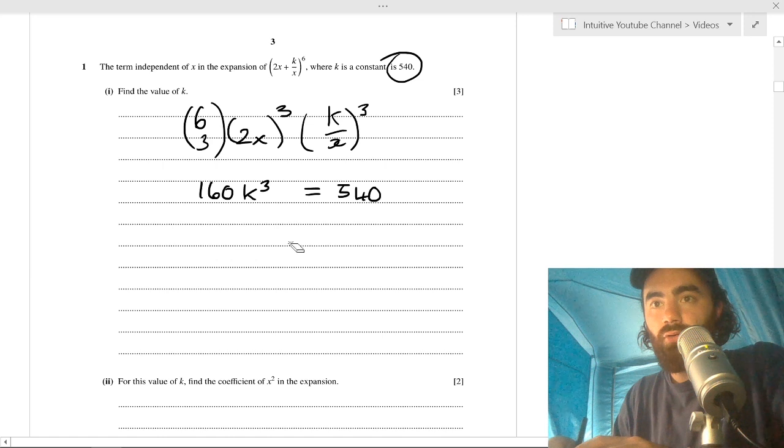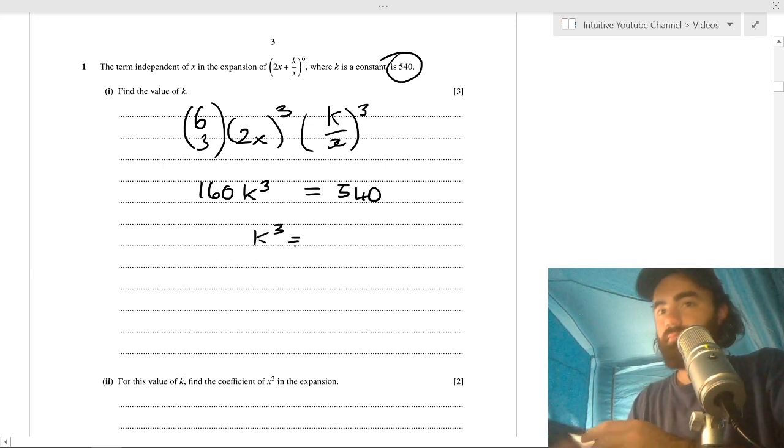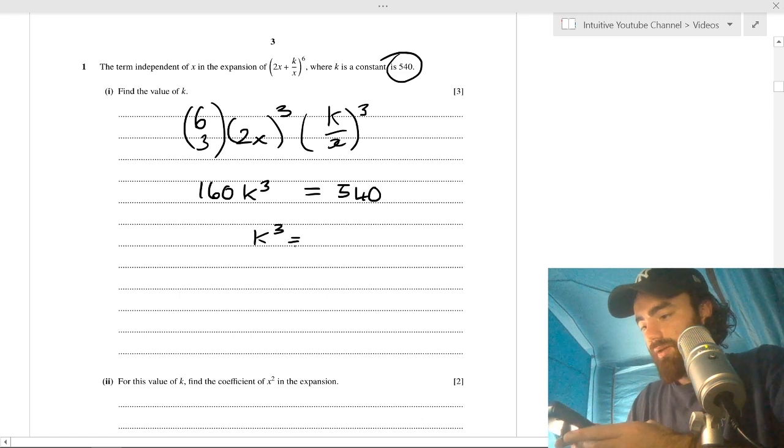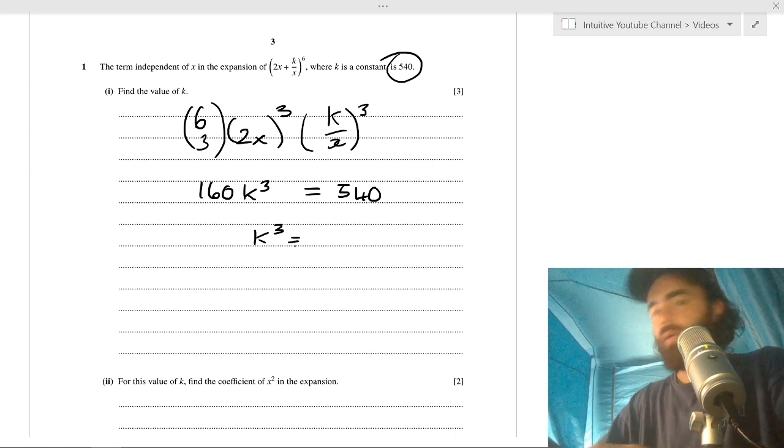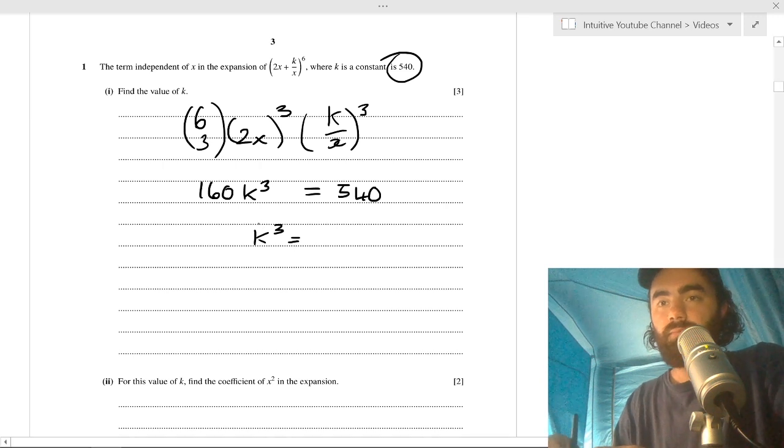We'll get k cubed equals 540 divided by 160, and then we cube root that. We get 1.5. So our k is 1.5.